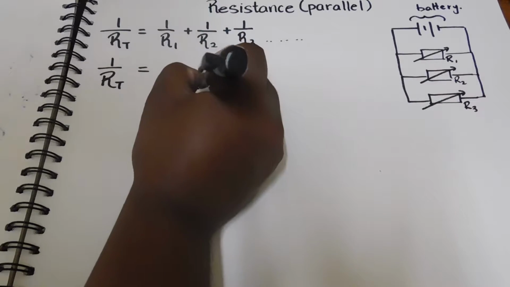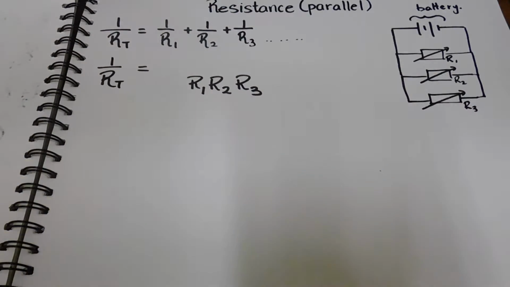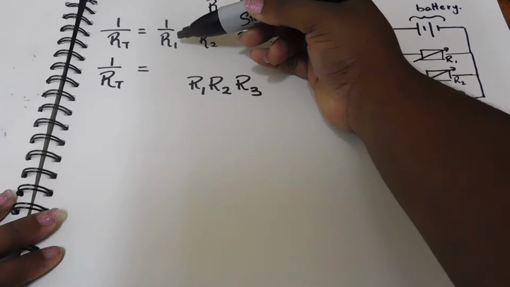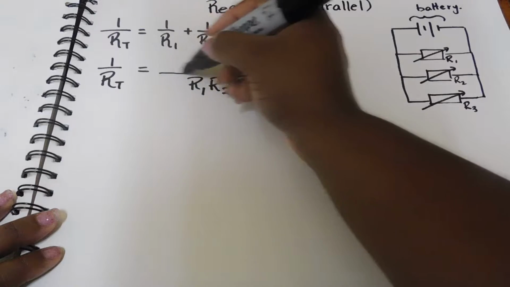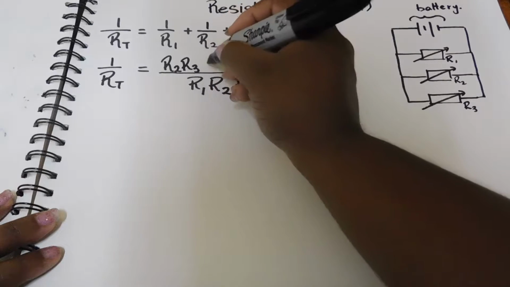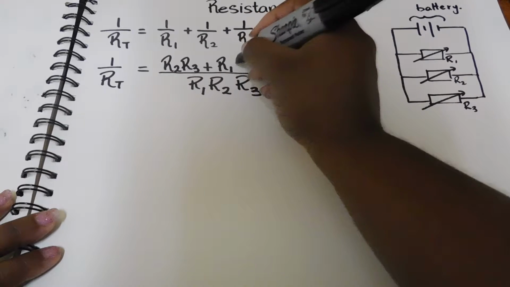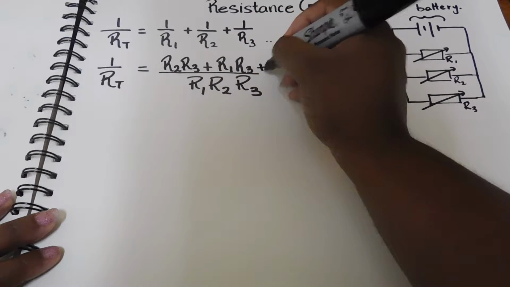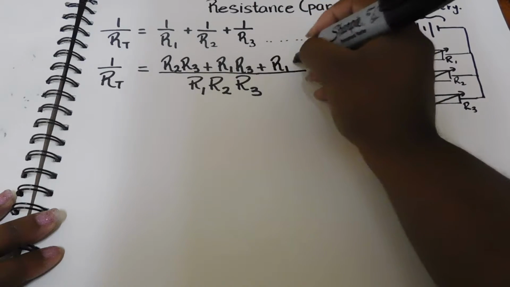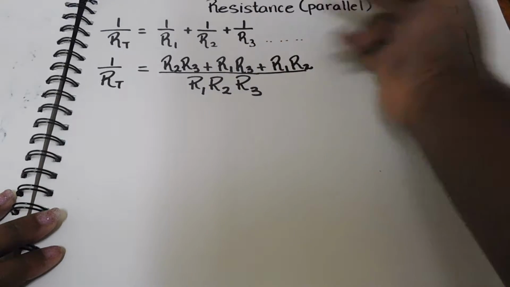So we have R1, R2, R3, right? All of them multiply by each other. So basically you're just multiplying this by R2 and R3. So on top you would have 1 times R2, R3, and this would be multiplied by R1 and R3. So R1, R3, and this one will be multiplied by R1 and R2. Basically the ones that are not there.